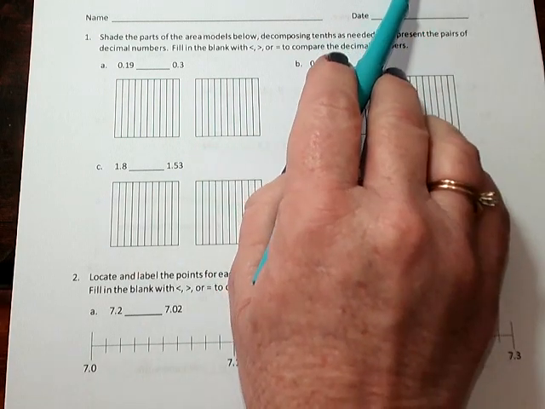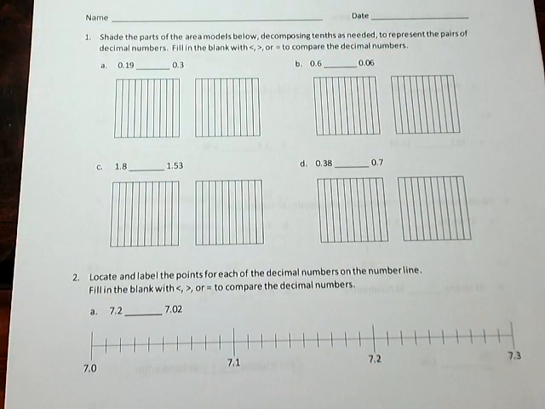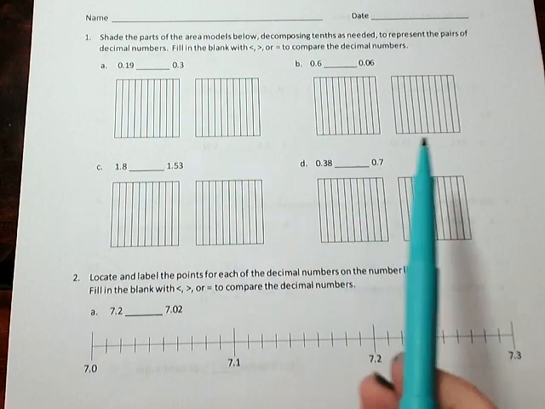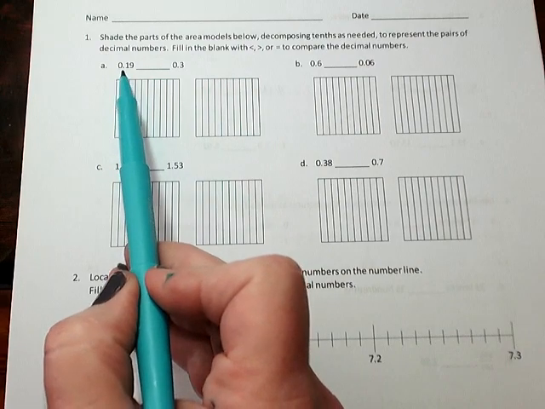Remember, I'm going to be using the homework page, which has slightly different numbers than your problem set, but the activities are just the same. In this first area, we're going to be comparing values of decimals using the area models, and then we're also going to be comparing them using the number line. As you look at this one, we have 0.19.